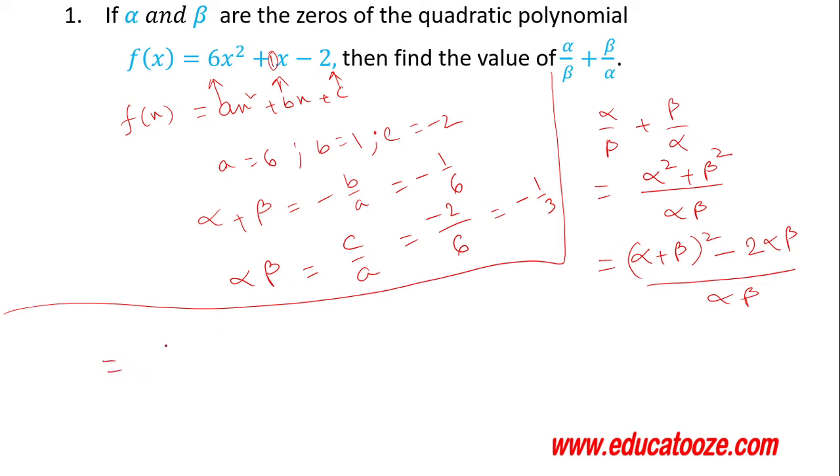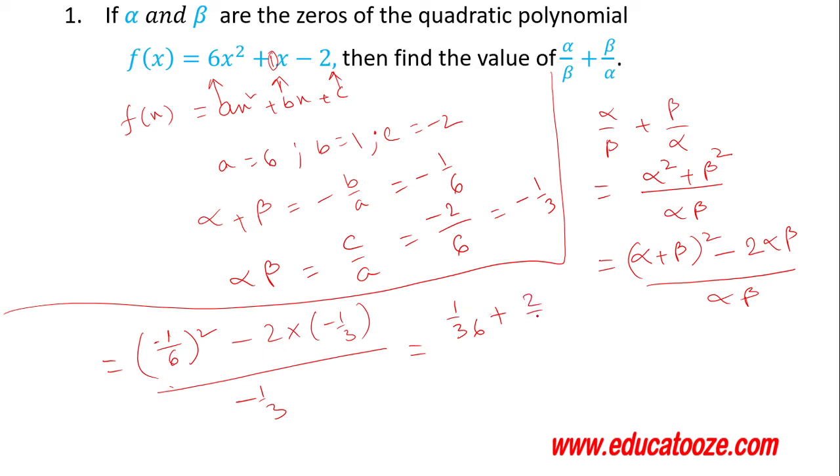Let's see what is the value of alpha plus beta. Alpha plus beta is minus 1 by 6, so minus 1 by 6 whole square minus 2 into alpha beta. Alpha beta is minus 1 by 3, so minus 2 into minus 1 by 3 divided by alpha beta, which is minus 1 by 3. 1 by 36, and minus and minus gets plus, that is nothing but 2 by 3 divided by minus 1 by 3.